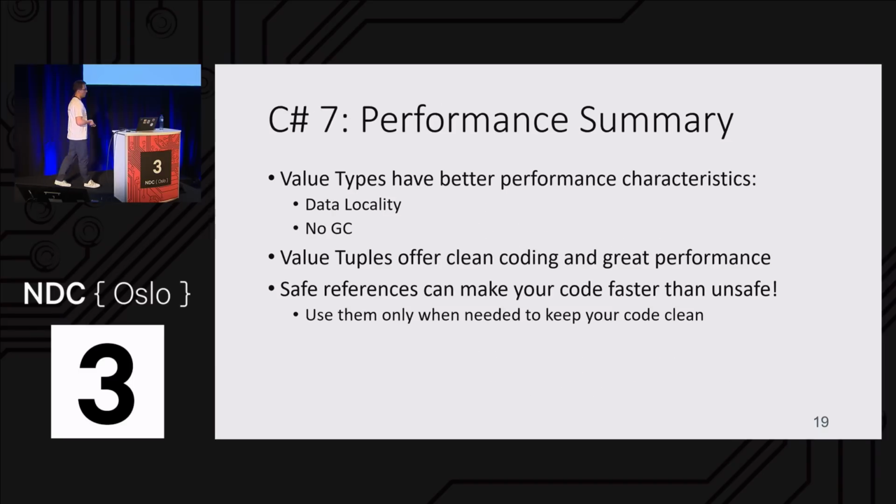So, to sum up, C# 7 performance. Value types have better data locality, and they don't put any pressure on the garbage collector. And as you know, no GC is better than any GC. You should use value tuples to have clean code and great performance. And you can use references to get rid of unsafe and to avoid copying of value types.